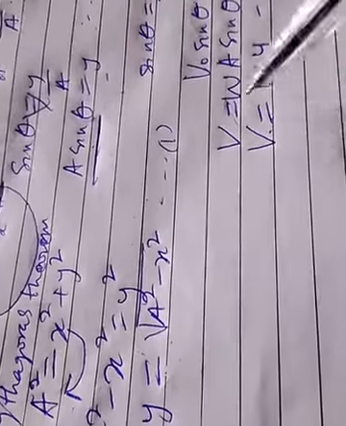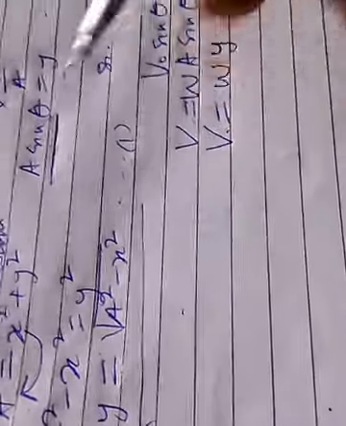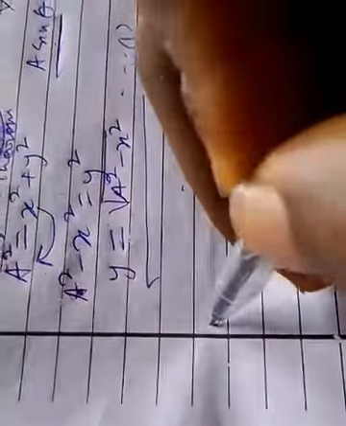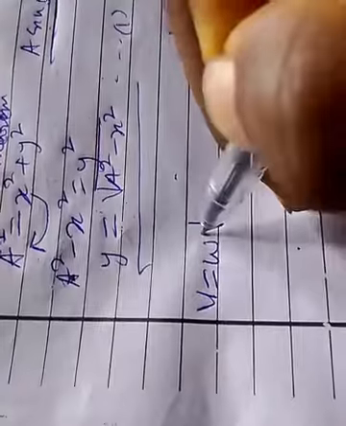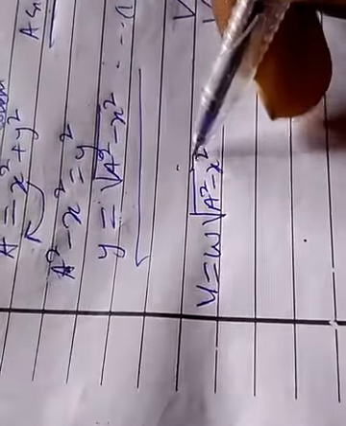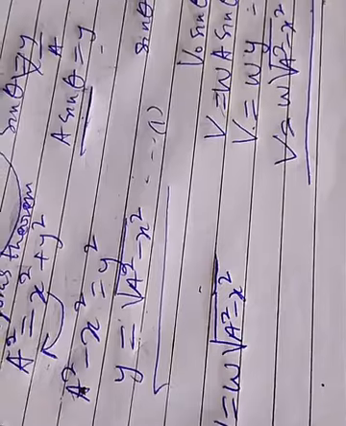Now if we have v equal to omega y, the next thing is, what is y? y is the square root of a squared minus x squared. So we have that v equal to omega times the square root of a squared minus x squared. This is the general equation that is used in simple harmonic motion. That's the general rule used in simple harmonic motion. And if you know this, every other thing is very simple for you.